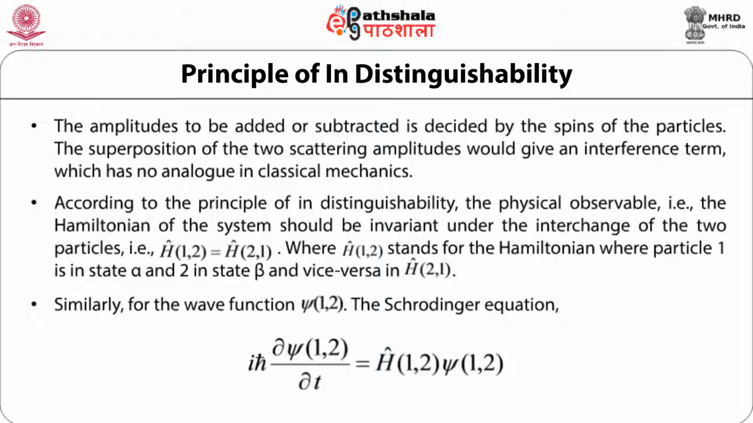Similarly, we can also write for the wave function psi12, where psi12 is the wave function with particle 1 in state alpha and particle 2 in state beta, and psi21, where psi21 is the wave function with particle 2 in state alpha and particle 1 in state beta.